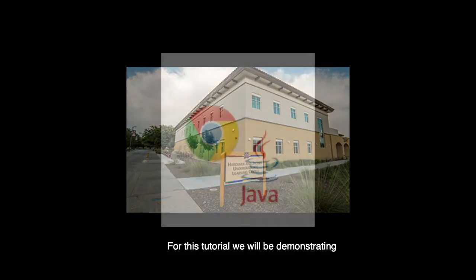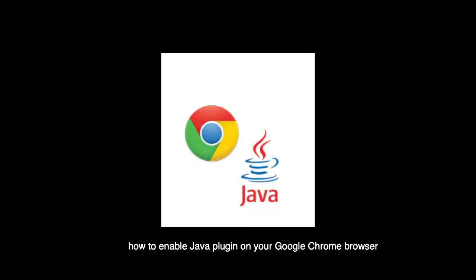For this tutorial, we will be demonstrating how to enable Java plugin on your Google Chrome browser. Enabling JavaScript plugin will allow you to run your Java apps within a web browser. For instance, allowing JavaScript will enable pop-up windows to open in your Chrome browser.